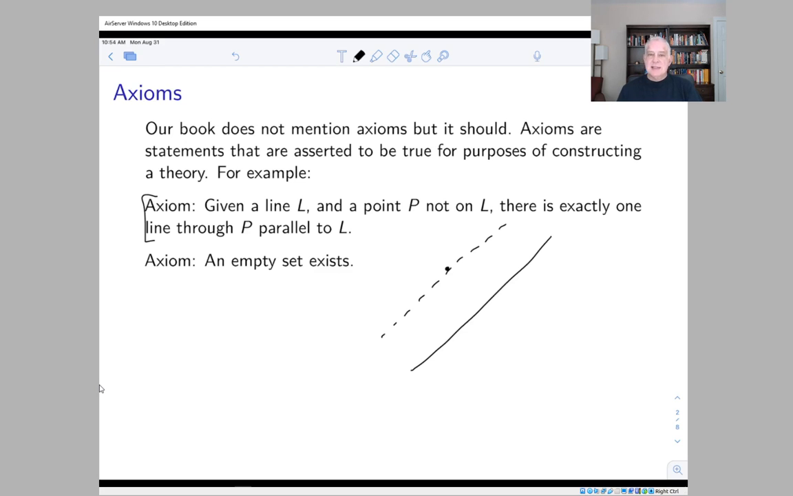And it's kind of a question in philosophy whether the axiom that an empty set exists is a true statement or not. But axioms are true by fiat. That is to say, in a particular theory that we're interested in, we assume the axioms are true, and we see where that gets us.